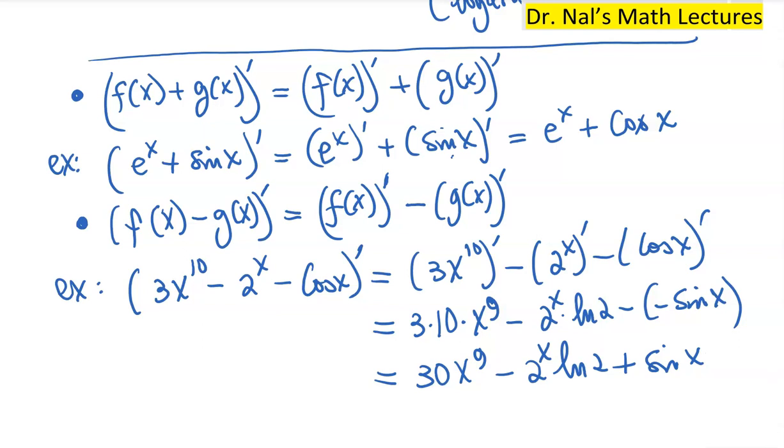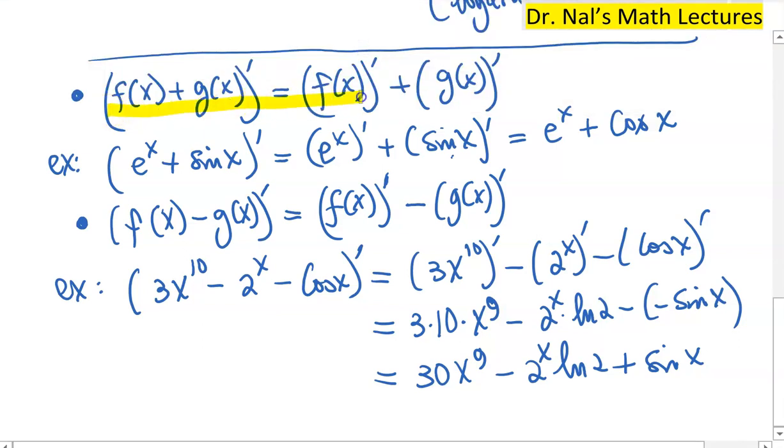So let me go ahead and highlight the rules. This is how you can find the derivative of a sum of two functions. And this is how you would find the derivative of a difference of two functions. You just take the individual derivatives of the functions and you subtract them. So it can't get easier. All right, so here's another one.